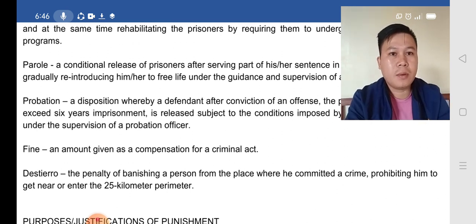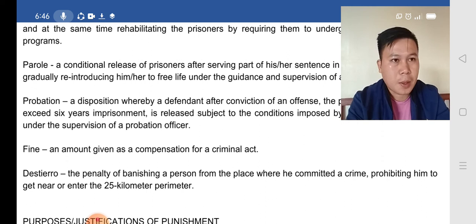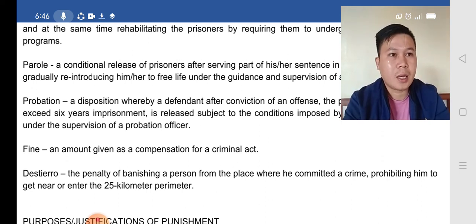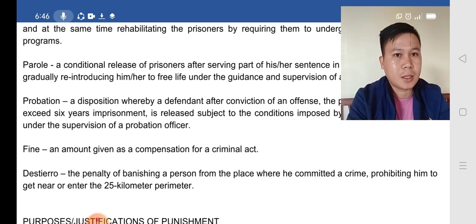Okay, fine, an amount given as a compensation for a criminal act. So kung mapapansin niyo sa batas, halimbawa na binigyan ng verdict ang isang tao for halimbawa life imprisonment, tapos mayroon pa din magbabayad ng 1,000,000 danyos sa kanyang biktima. So yun yung tinatawag nating civil punishment na dapat bayaran ng tao kahit na siya ay nakakulong. So yun pa rin ay i-determine ng korte, ng judge, kung anong kayang bayaran ng tao. Halimbawa, ititingnan nila yung mga assets ng tao.